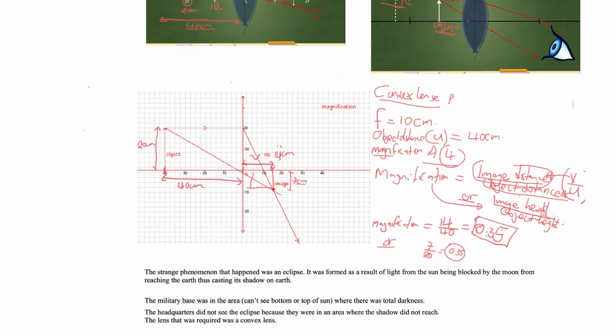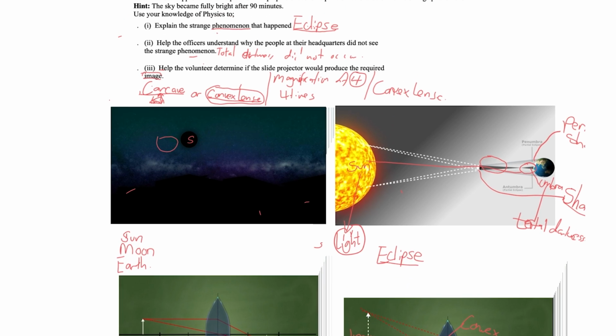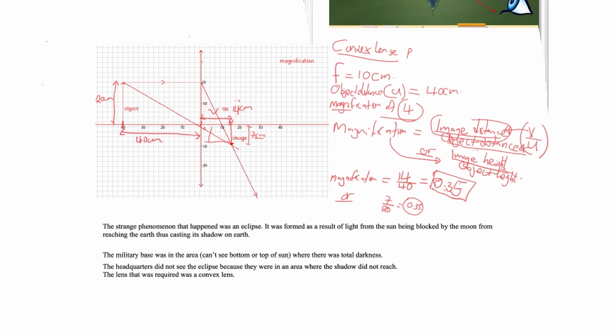So you can now conclude by saying that the slide projector will not produce the required image. The image we wanted was of a magnification of 4, but now we are seeing a magnification of 0.35.